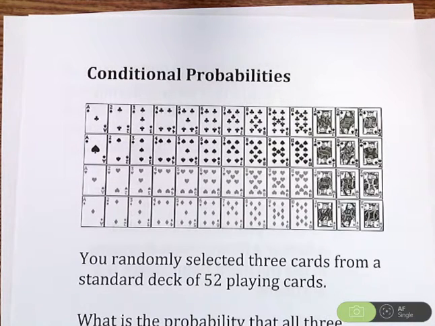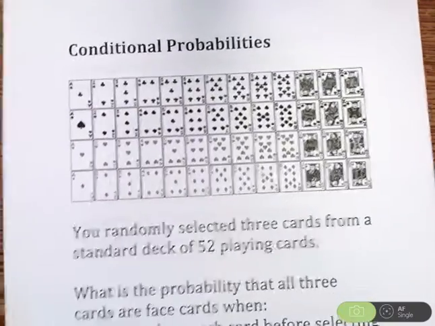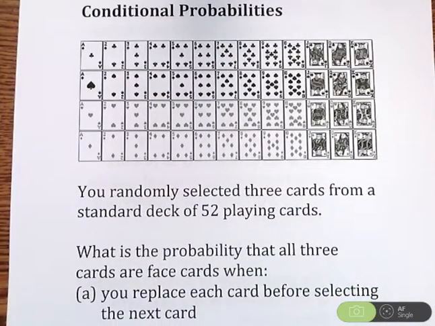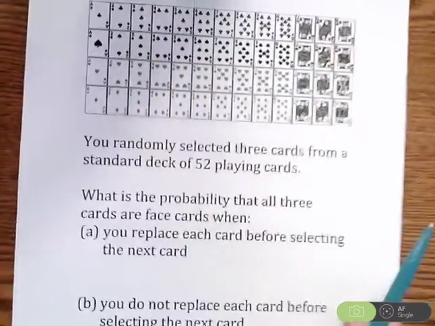All right, I'm going to review some conditional probabilities. We have a deck of cards here. We're going to randomly select 3 cards from a standard deck of 52 playing cards. So we're going to select 3 cards from this deck, but we're going to have a few things going on.